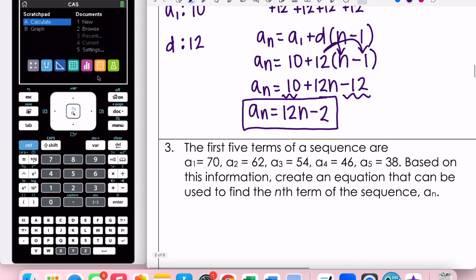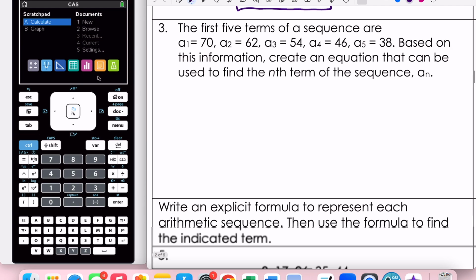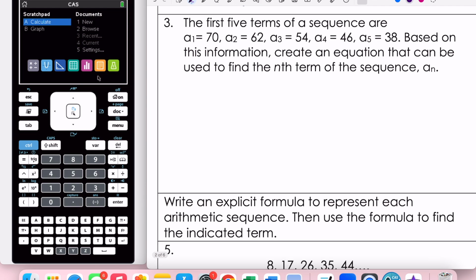Okay, moving on. Let's go ahead and look at number 3. The first 5 terms of a sequence are a sub 1 equals 70, a sub 2 equals 62, a sub 3 equals 54, a sub 4 equals 46, and a sub 5 equals 38. Based on this information, create an equation that can be used to find the nth term of the sequence a sub n. Now, guys, this question was very similar to one that was pulled off of the benchmark. So, guys, this really threw some people off last year on the benchmark because they had never seen a sequence presented to them in this way.